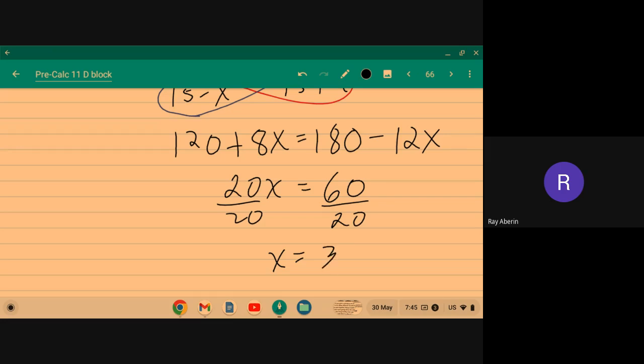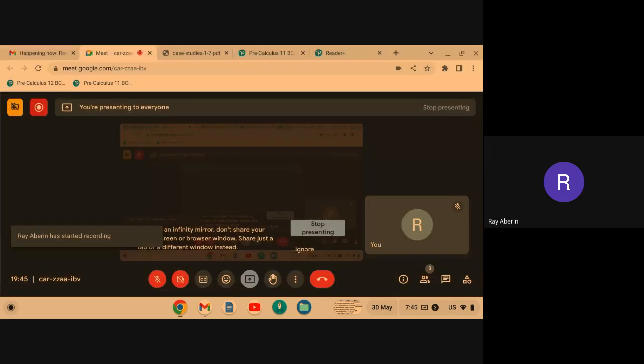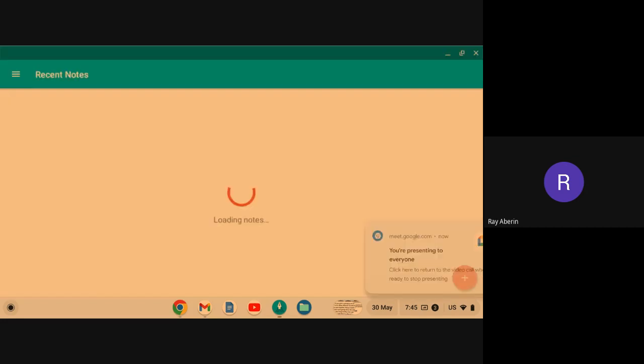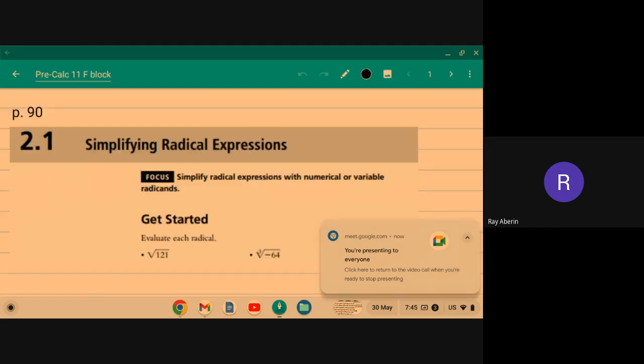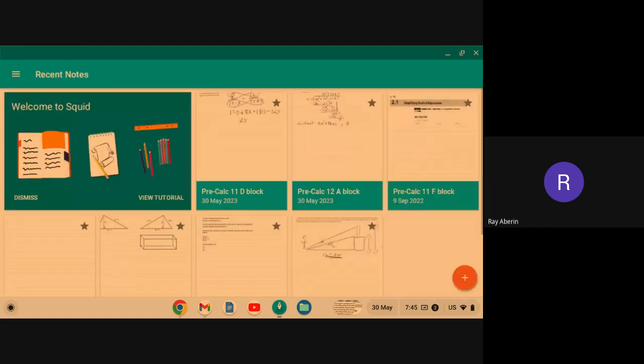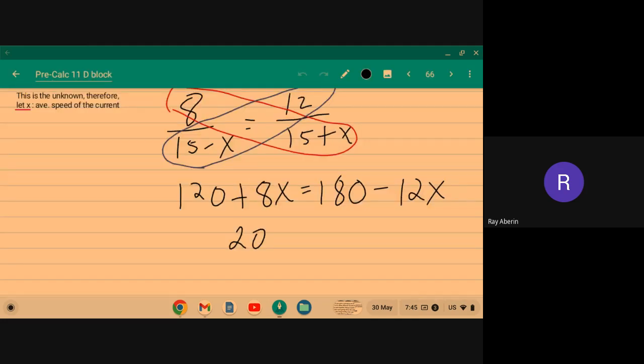What does that x represent? Oops. Okay, sorry. Something happened. Okay, sorry. So, again, I will have to redo this.